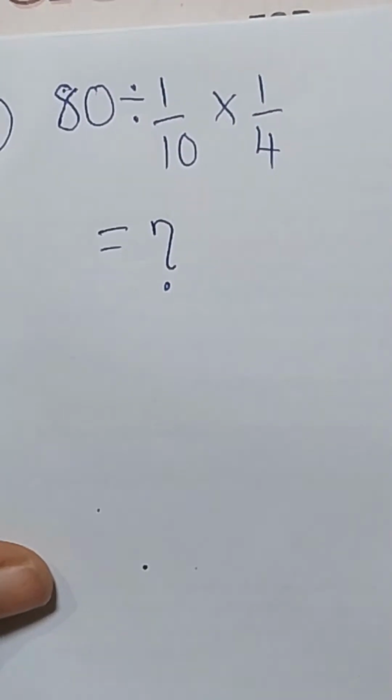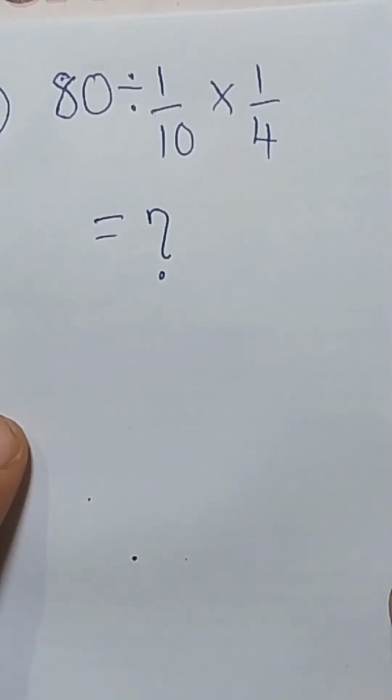So we'll go to the next question, and that is question number 6. Let me give something that is a little simple. We have 80 divided by 1 over 10 times 1 over 4. This is equal to what? This is a simple math question.